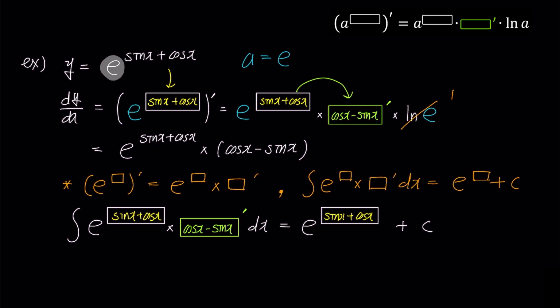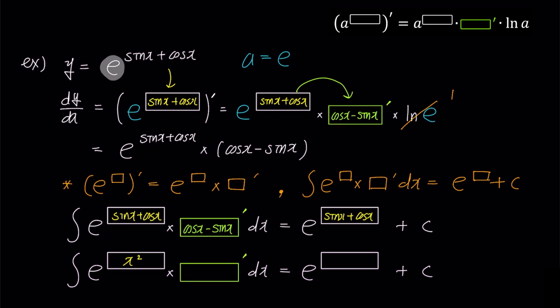Let's look at one more simple example. Here we have the exponential integration formula again, and this time we'll put x squared in the box and 2x, the derivative of x squared, in the box prime. In this case, the integral of the function becomes simply e to the power of x squared plus c.